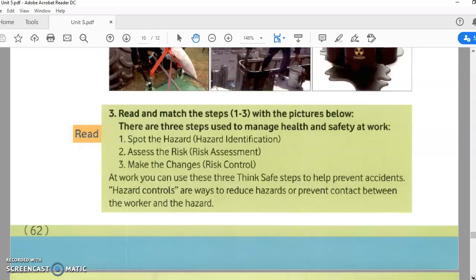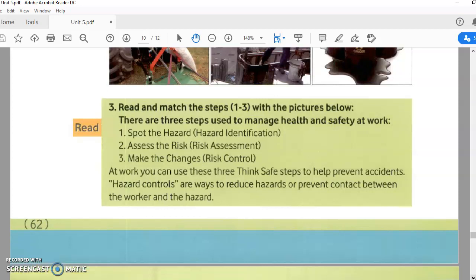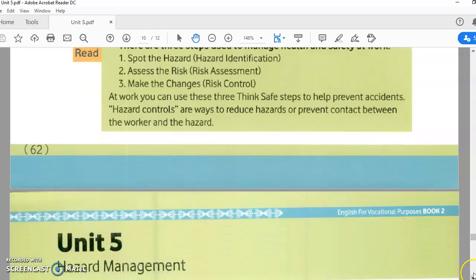The step after that, you would need to assess the risk of it. Is it really high or low? If it's low, it's okay. If it's high, then you move to step number 3, which is risk control. Risk control is what we just talked about, if you remember the steps: eliminate, substitute, and so on. Let's see the 3 pictures. We're going to match these 3 steps with the 3 pictures I'm going to show you in a sec.